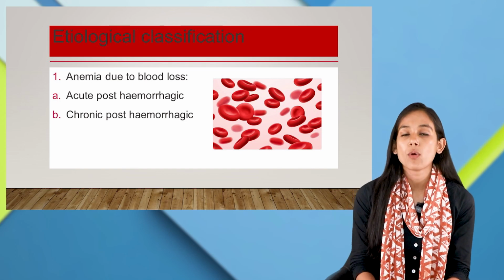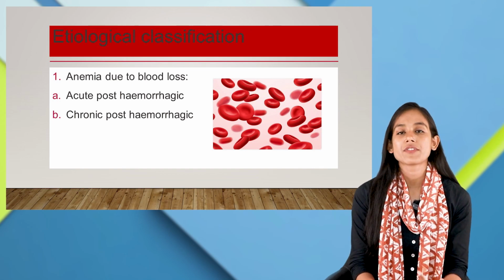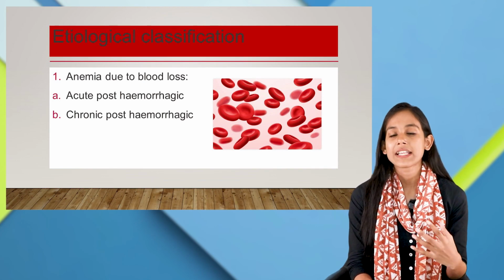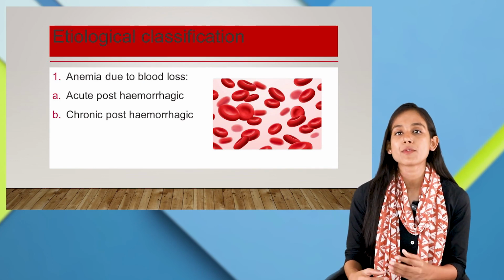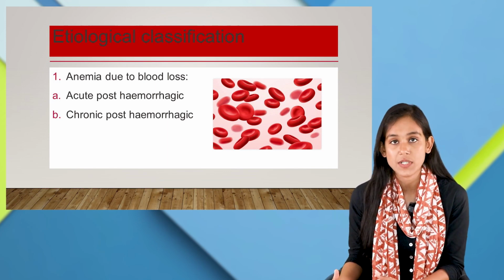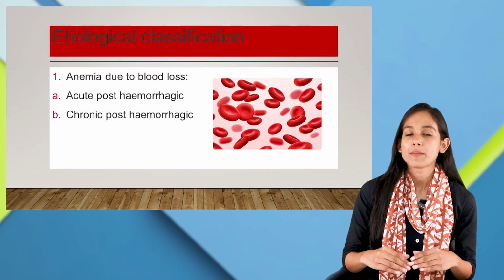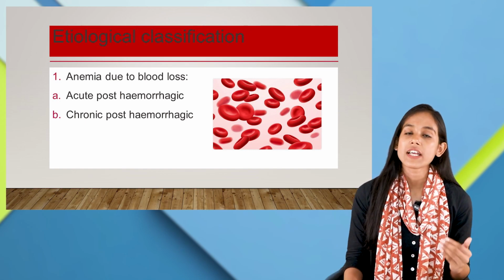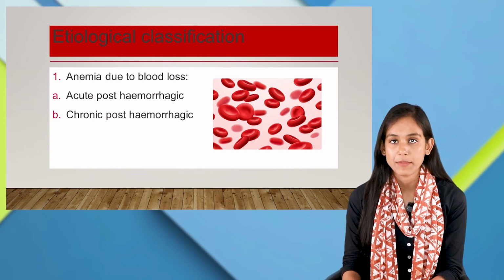So if there is hookworm infestation, or chronic duodenal ulcer, or piles, in all these cases there would be a very small amount of blood loss, but it will be continuous. And it would also be present over a long period of time. So that is what is chronic post-hemorrhagic anemia.